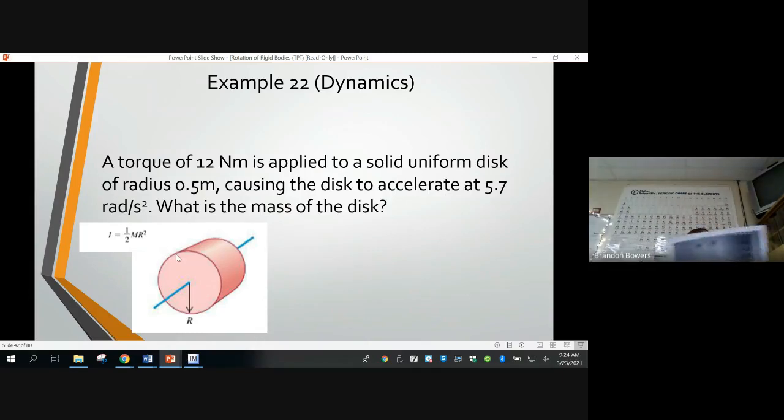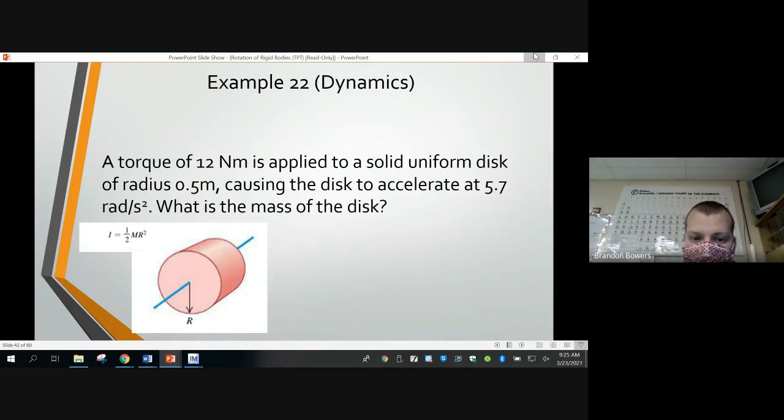Okay, so if we look, a torque of 12 Newton meters is applied to a solid uniform disk of radius 0.5 meters, causing the disk to accelerate at 5.7 radians per second squared. What is the mass of the disk? The big M is mass.